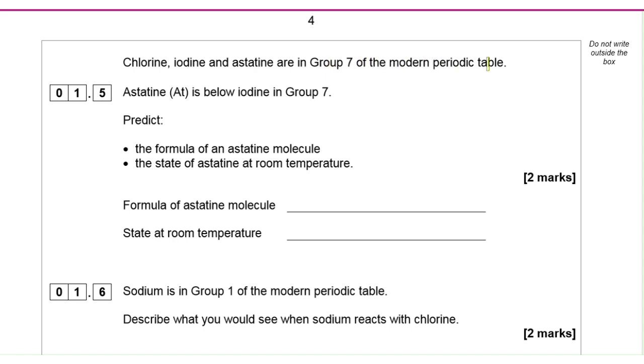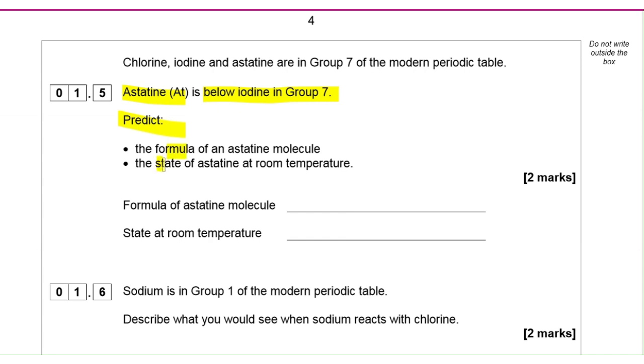Over the page. Chlorine, iodine and astatine are in group 7 of the periodic table. 1.5. Astatine 80 is below iodine in group 7. Predict the formula of an astatine molecule and the state of an astatine molecule at room temperature. And this is for 2 marks.